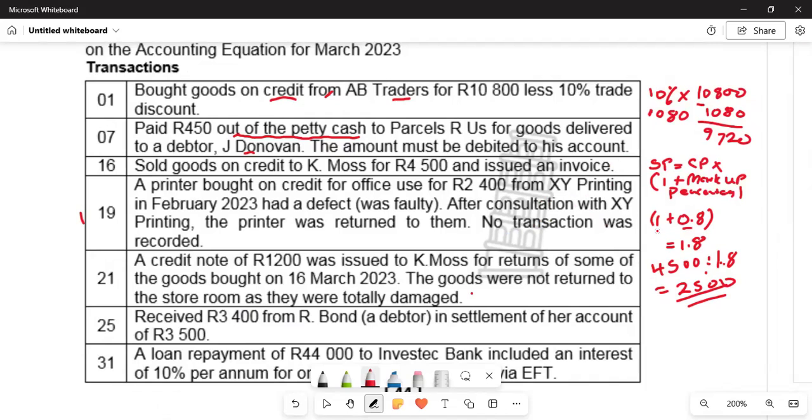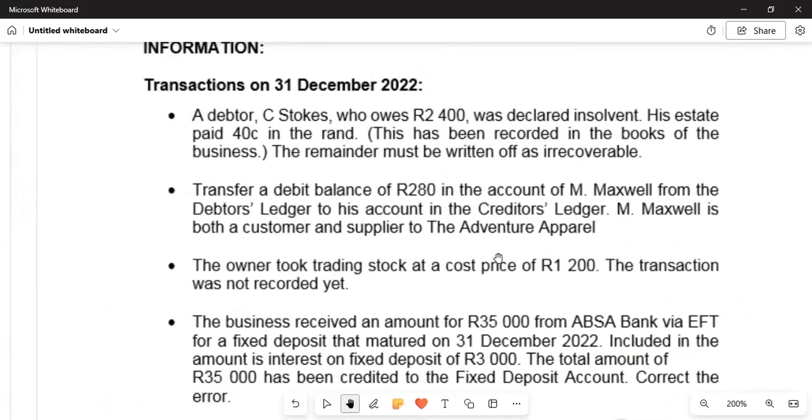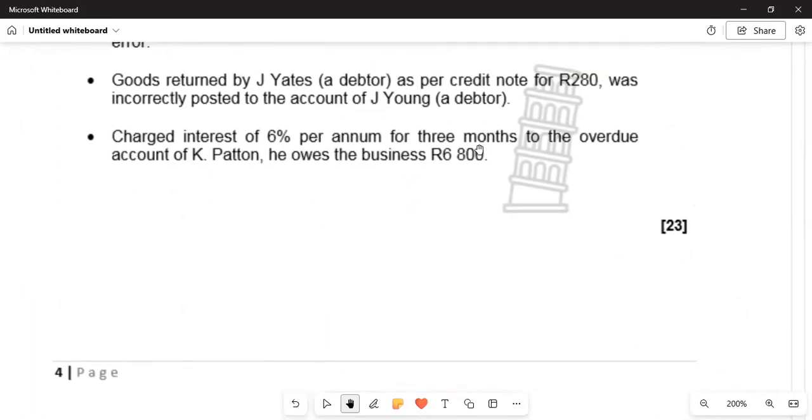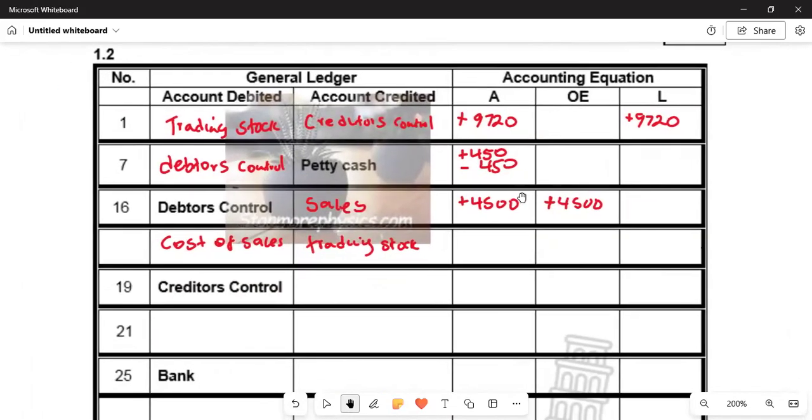We are going to have one, which represents the original cost price, plus the markup that we are given, which is the 80%. Then we will be able to get our multiplier. So we say our selling price 4,500 divided by our multiplier 1.8, then we'll get our cost price. That is how we calculate the cost price. So now we are going straight to our answer book.